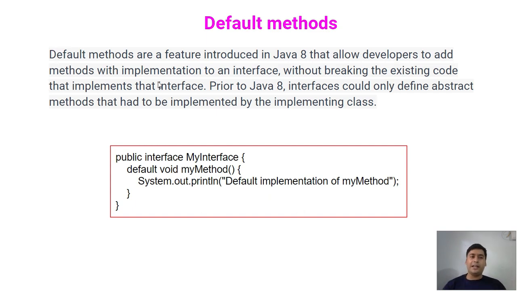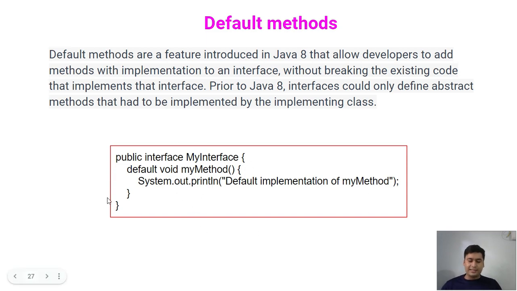So let's see quickly. Default methods are a feature introduced in Java 8 that allow developers to add methods with implementation to an interface without breaking the existing code that implements that interface. Prior to Java 8, an interface could only define abstract methods that had to be implemented by the implementing classes. And this is an example of an interface.